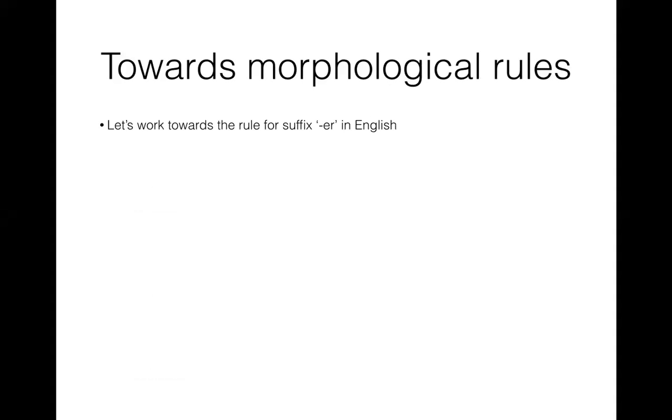So now that we have an understanding of how different words can be composed with different morphemes, let's actually look at a morphological rule. And let's look at the suffix ER, because we've been talking about the suffix ER quite a bit in this class. So the first observation of ER is that you can attach ER to verbs.